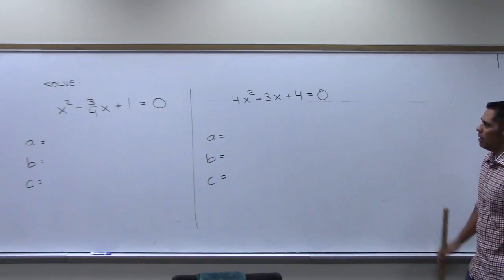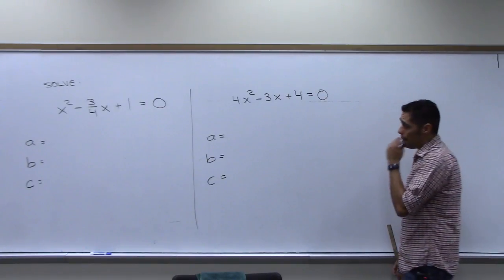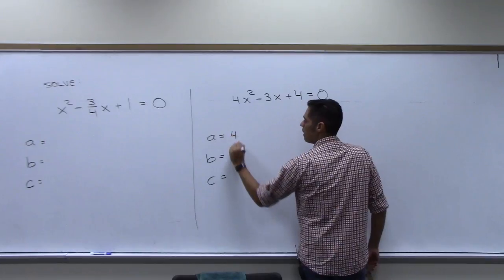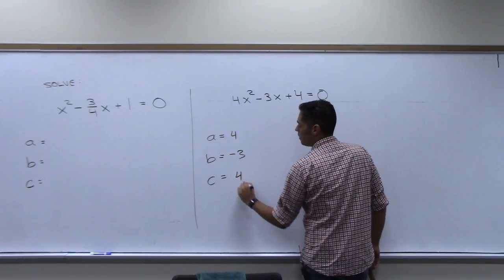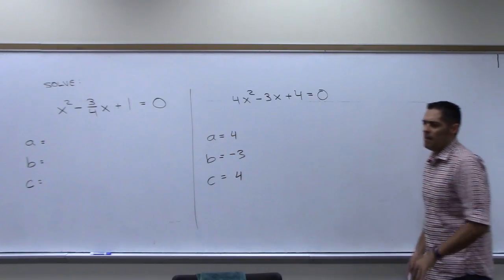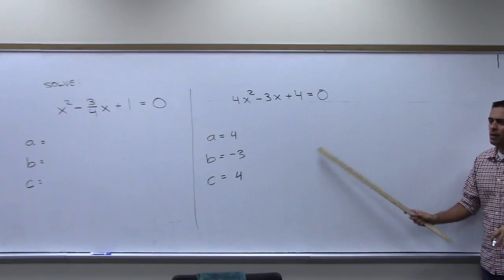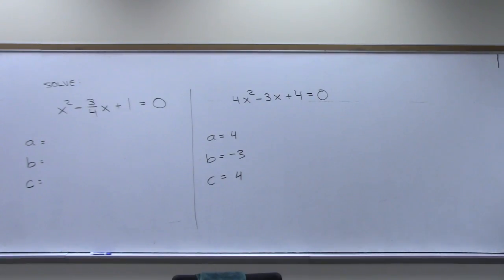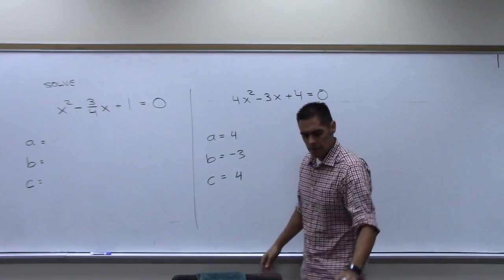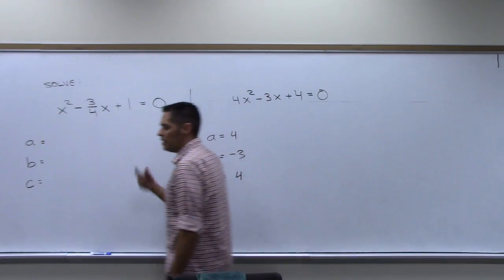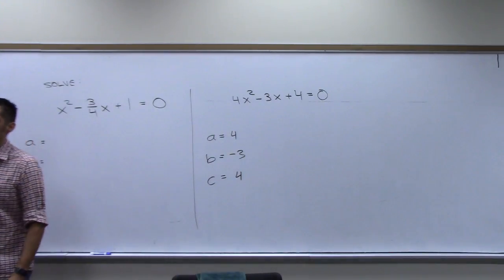We could check it if we want, but let's just work through this one. What's a, b, and c? 4, negative 3, and 4. I'm going to give you about a minute and a half to 2 minutes to try and come up with the solutions using the quadratic formula. All right, so go ahead and work it out, plug things in. Try and give me both the exact answers and the approximate answers with your calculator.